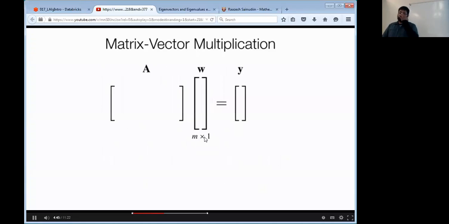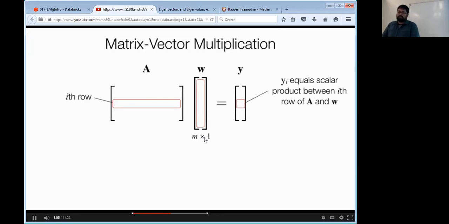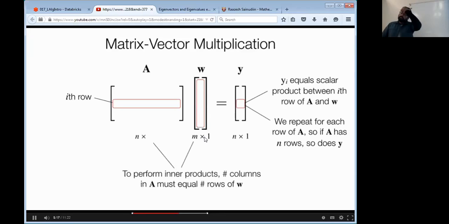More formally, matrix vector multiplication can be defined as follows. We start with a matrix A, and we want to multiply it by a vector W, and we get a result Y, which is also a vector. So how does this work? Well, consider the ith row of A, as well as the vector W. Then we can define yi, the output, as the scalar product between the ith row of A and the vector W. Moreover, we'll perform this operation for each row of A. So if A has n rows, then y is an n by 1 vector. Additionally, to perform the scalar product, remember that the two vectors have to have the same dimension. So the number of columns of A must equal the number of rows of W.